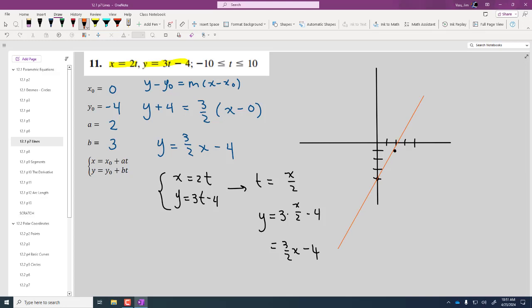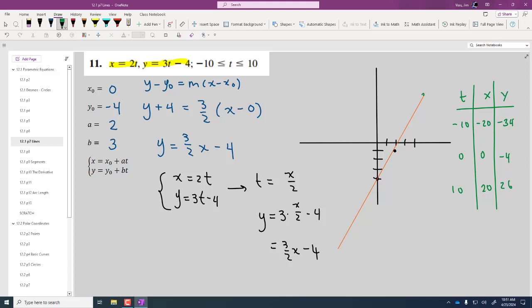We're told that t can only go from -10 to 10. So let's come over here and look at our table of values. So every t value creates an ordered pair. Let's just pick 3 points over here. That should be enough. When t is negative 10, looks like x is negative 20 and y is negative 34. And then 0 comma negative 4. And then when we plug in 10, 20 comma 26.